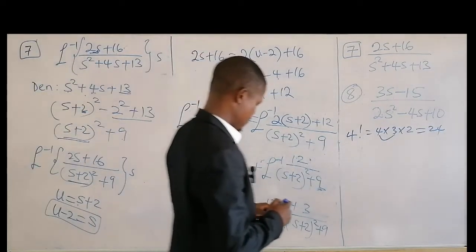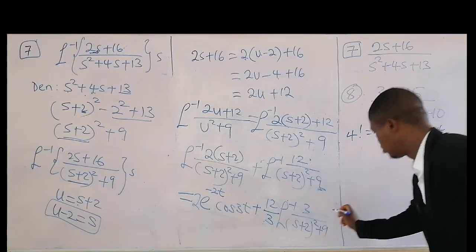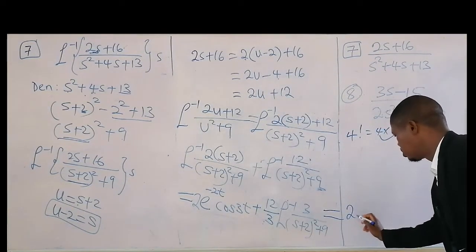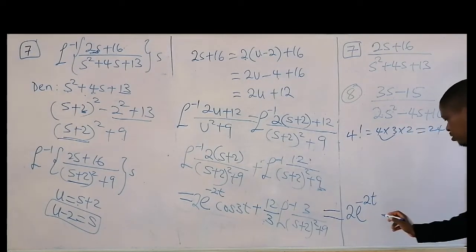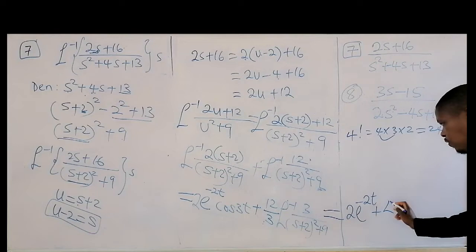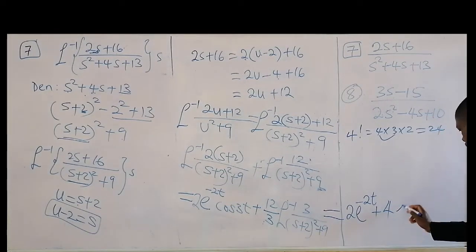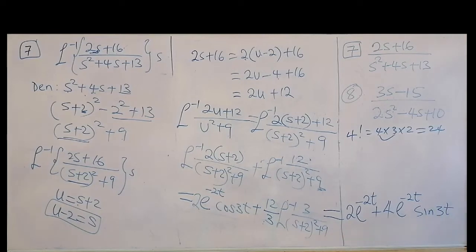So the final answer will be minus this to be this, then plus 4 exponential minus 2t sine 3t. So that's that on this question.